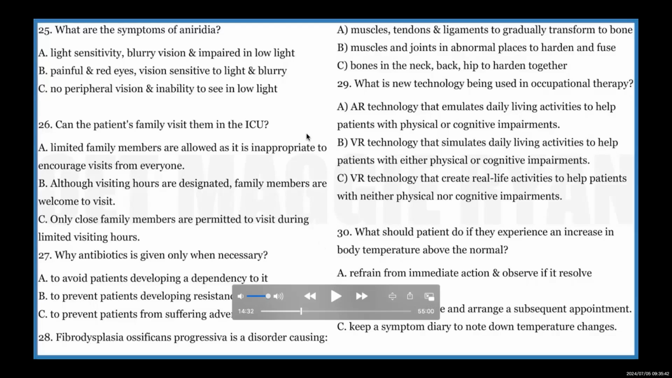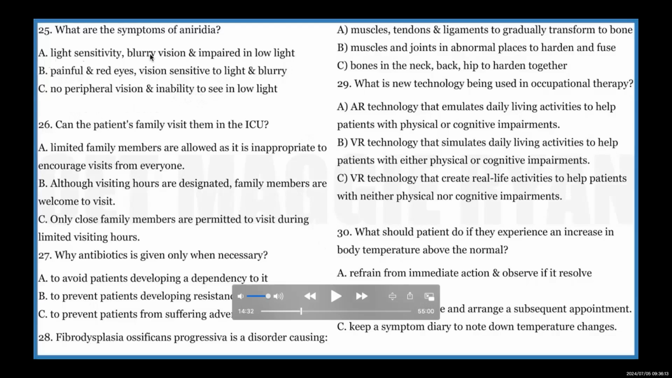All right, so the symptoms of this disease, they mentioned right in the beginning, yeah? It was the sensitivity to light. Do we have it in answer A? Yes. Do we have sensitivity to light in answer B? Vision sensitive to light, yeah? And do we have it in answer C? No, we don't have that.